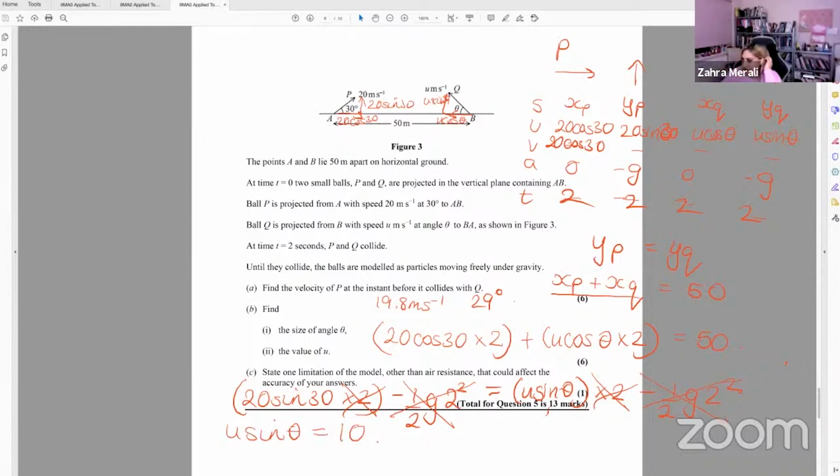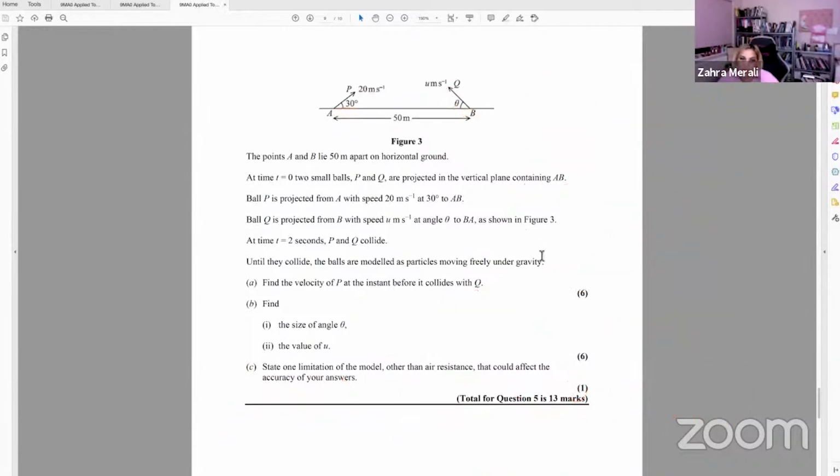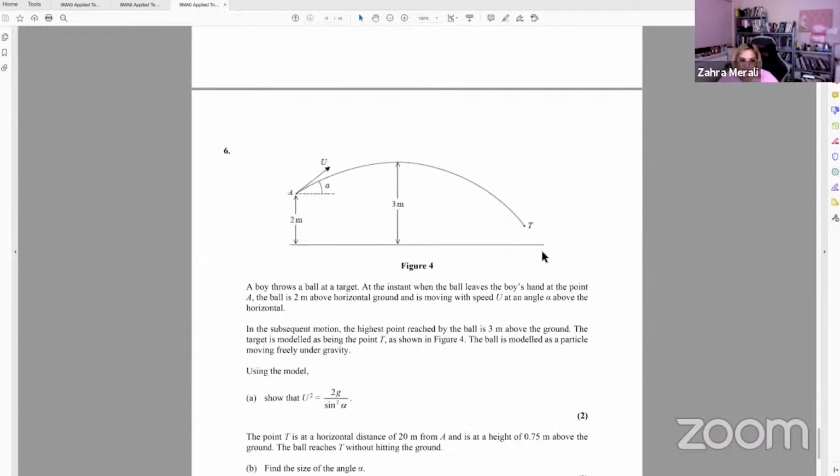We're trying to find both of them, so we're going to substitute in. You could substitute in for u, but you'll end up with cos over sine, or you can substitute in for sine theta. It doesn't matter which way you do it. You solve them and you end up with theta equals 52 and u equals 30. I hope that makes sense: two equations, two unknowns. One limitation, again the same thing: you don't take into account the shape or size of the ball. You're considering them particles.